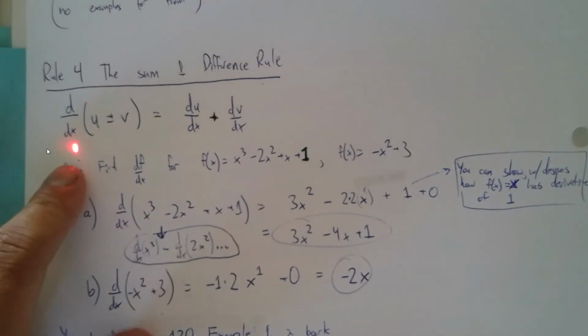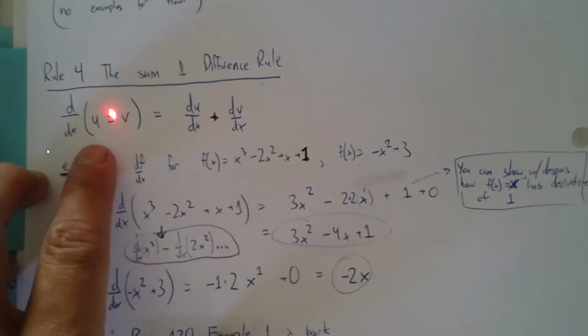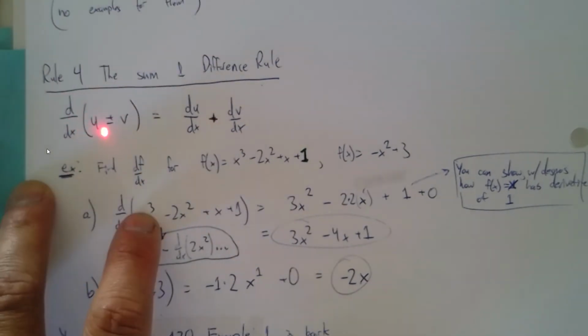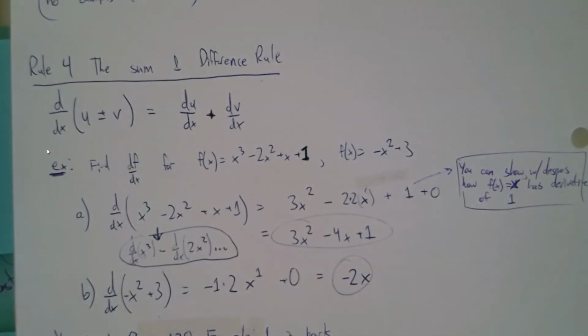I have to remind you over and over again, okay? The notation's not easy to understand. The derivative with respect to x of u plus or minus v is equal to the derivative of u with respect to x plus the derivative of v with respect to x. So easy. I'm just kidding. It's not. I think it's really complicated. Okay, what does it mean? It looks really complicated, but it's not. I don't think it's too bad.